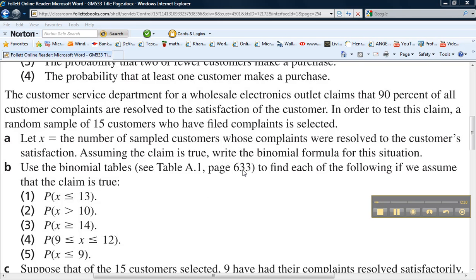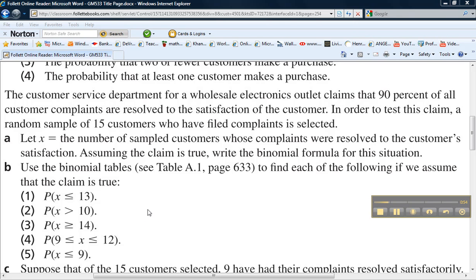Basically, what we have here is a store that has a claim that 90% of all customer complaints are resolved to the satisfaction of the customer. 90%. Okay, we want to test this claim, and we're going to test it by looking at the probability of different events that may occur. This is how we can test the claim. The claim is that the probability of success is 90%. The probability of failure is 1 minus 90%, or 1 minus 0.9, which is 0.1 or 10%.